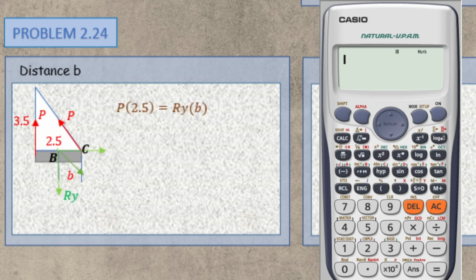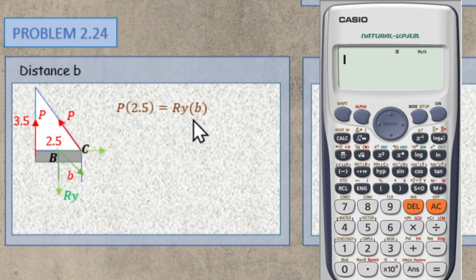So therefore, this will happen. If we take moment at C, it will be P multiplied by 2.5. This P here is already 0 since it's lying at point C. And for our R, we have Rx and Ry. But our Rx is already lying at point C, so it will be 0. And for Ry, we need to take moment at C, so it will be Ry multiplied by B. From this equation, we can solve for our B, but we need to first find Ry.